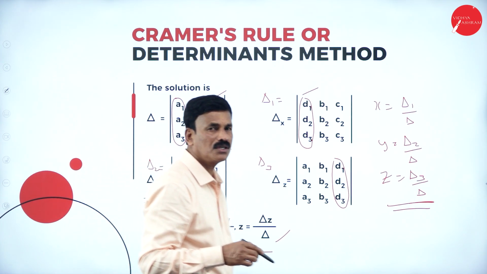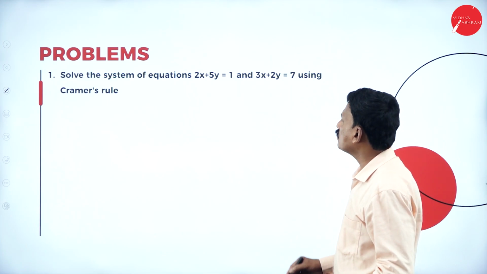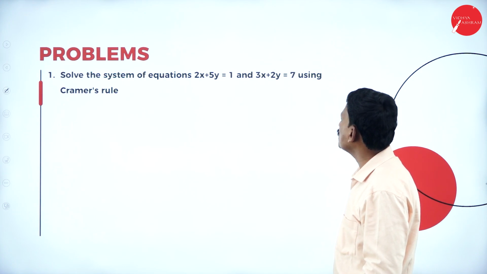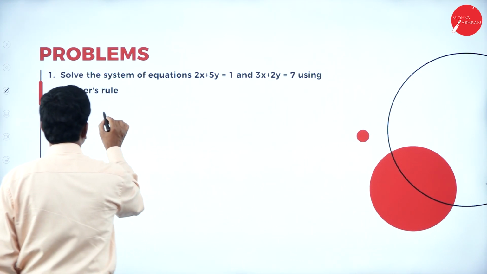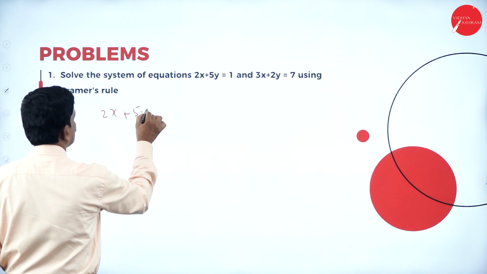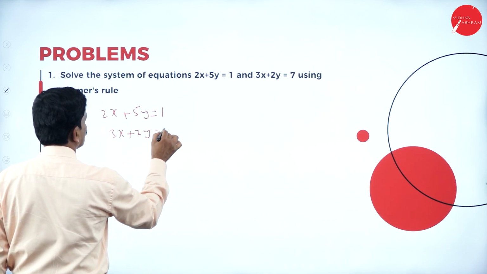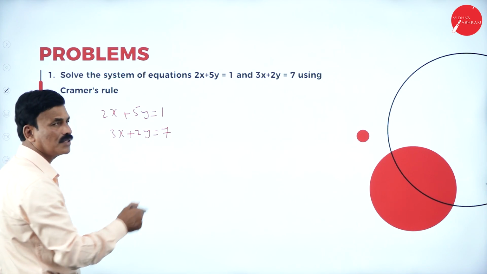Let me start with the simultaneous equations of two variables. Solve the system of equations 2x plus 5y is equal to 1 and 3x plus 2y is equal to 7 using Cramer's rule. So there are two equations given. First one is 2x plus 5y is equal to 1 and the second equation is 3x plus 2y is equal to 7. Check whether it is in order or not: x, y and constant, x, y and constant.